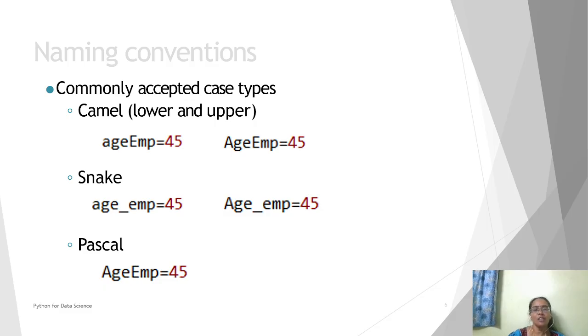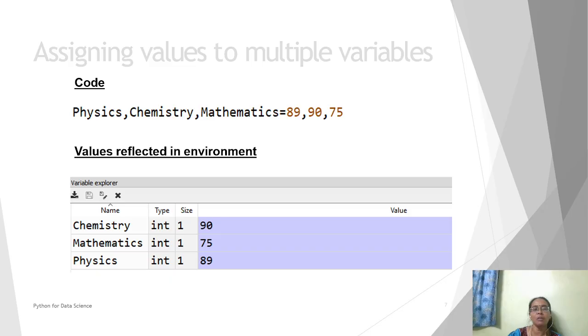For example, we can use lower and upper cases combined. Camel case means lower and upper, like age, emp. We can mention the first letter as a capital letter. Whatever we give, we have to print the same variable name. Okay, then it will be reflected.